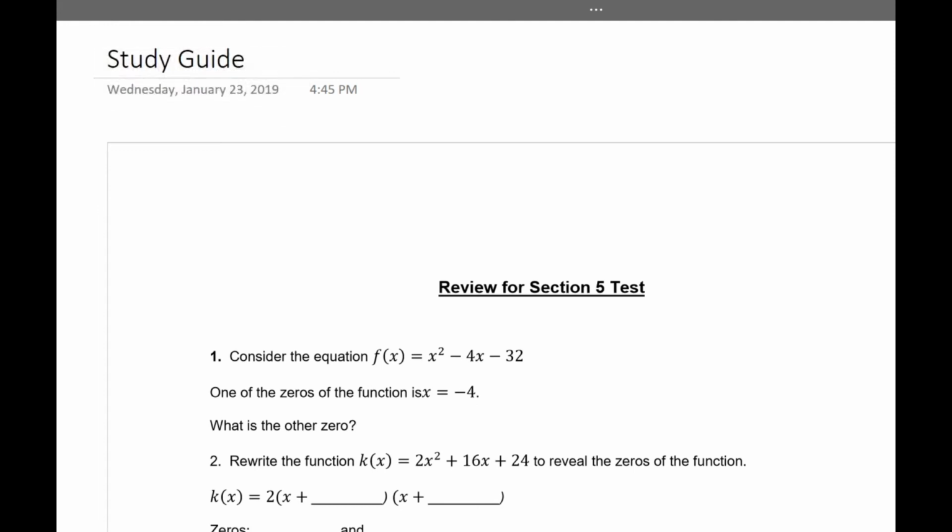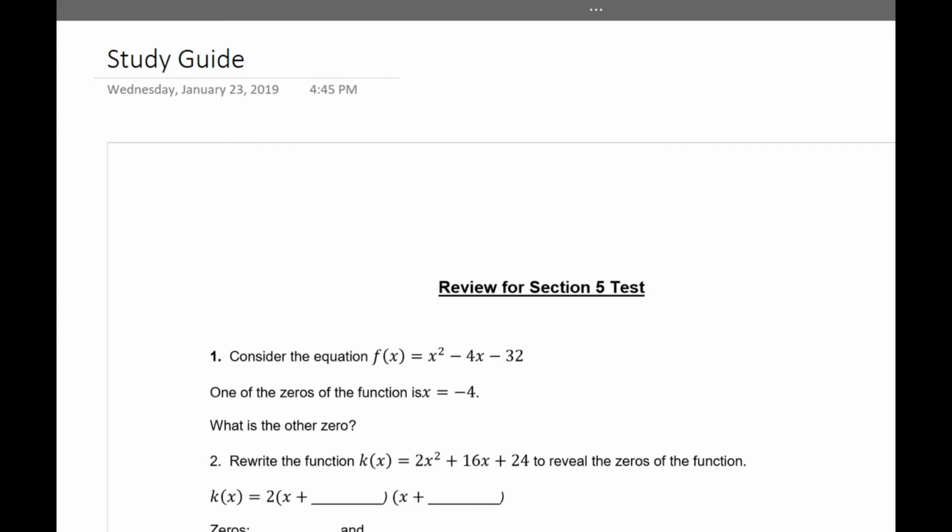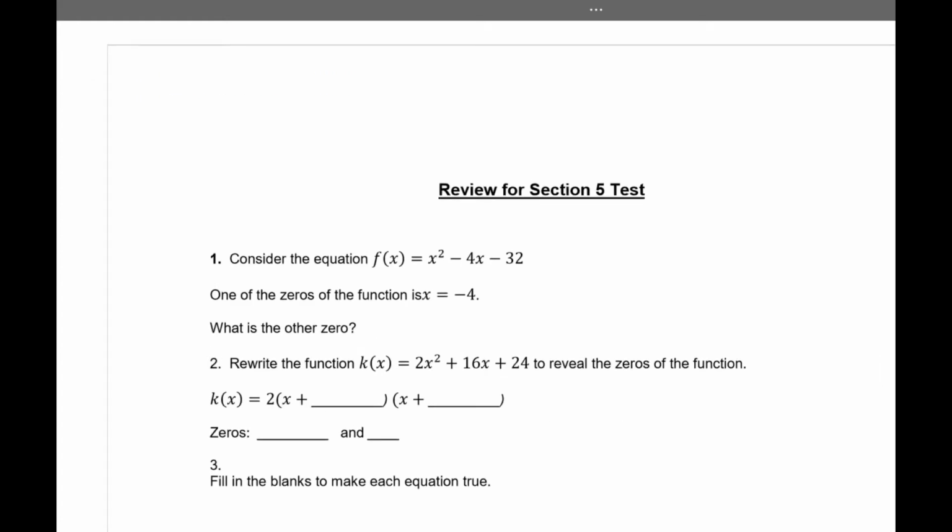Alright, so in front of you, you should have the section 5 study guide. And yeah, let's just jump into it. Consider the equation f of x equals x squared minus 4x minus 32, and one of the zeros of the function is x equals negative 4. What is the other zero?